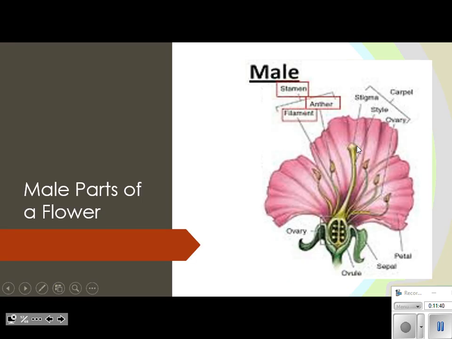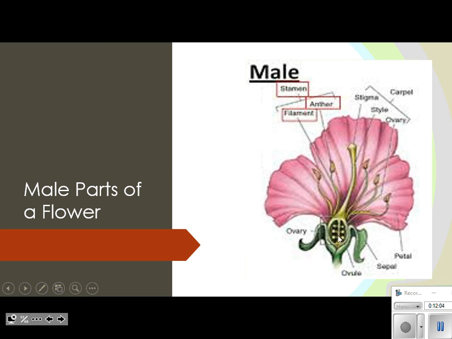So, as I'm looking at this is a little bit better picture, even though it says male parts of the flower, okay? Right here, okay, here is the stigma up top. The style is the long tube. And finally, down here is the ovary. And you can see the little ovules inside the ovary of the flower right here.